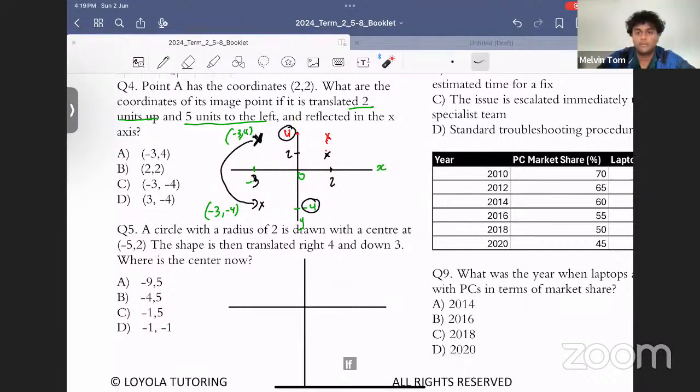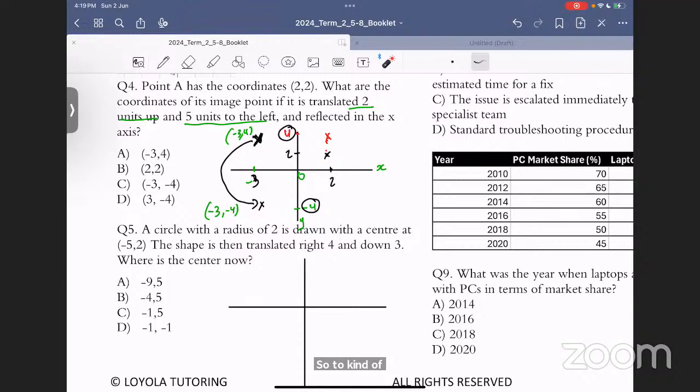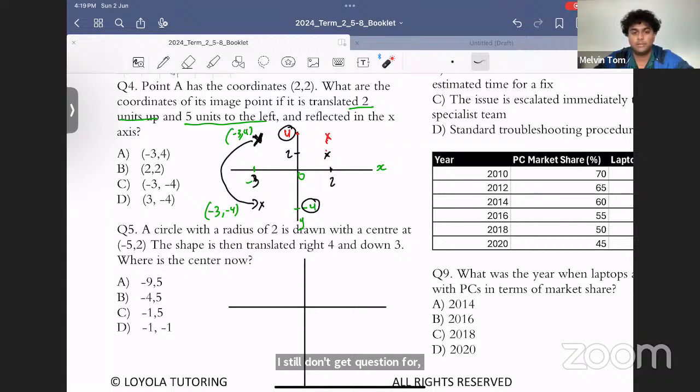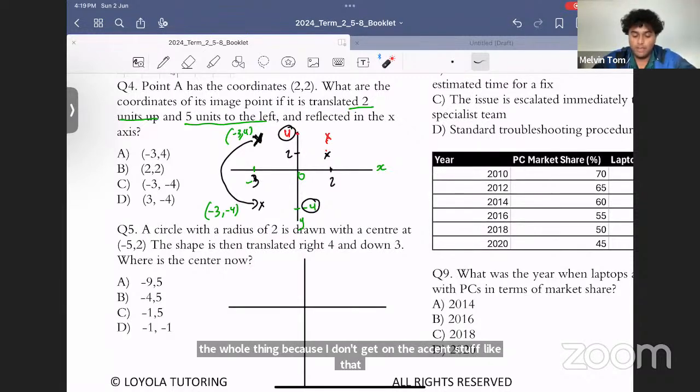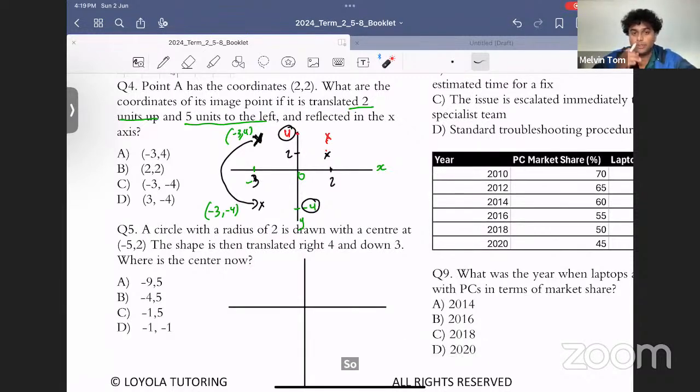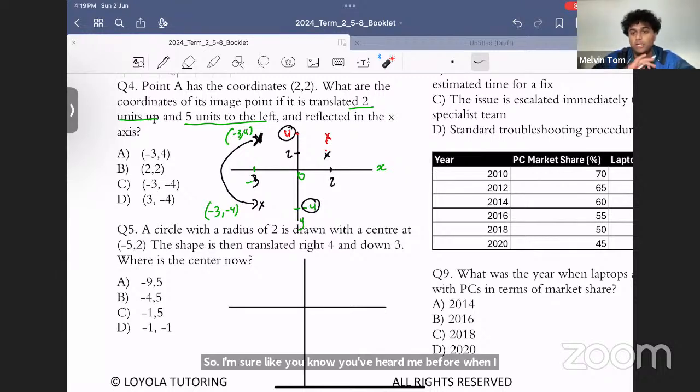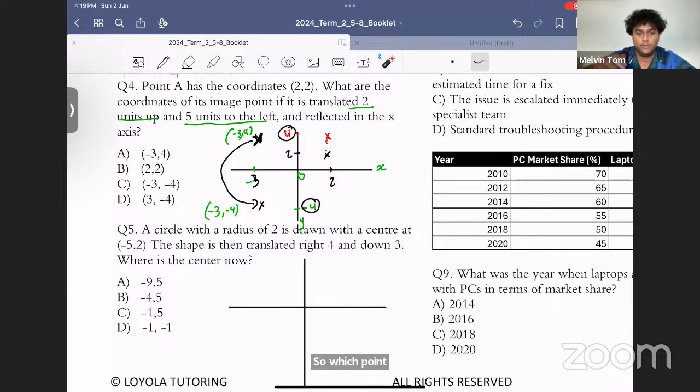I still don't get question 4. It's quite confusing. What do you mean? Which part about it? The whole thing, because I don't get the X and stuff like that. I'm sure you've heard me before when I say I don't explain questions when you say you don't understand the whole thing, because I'm sure you're a very smart boy and you understand some aspects of it. So which point did I lose you? For example, do you not understand why there's an X here?